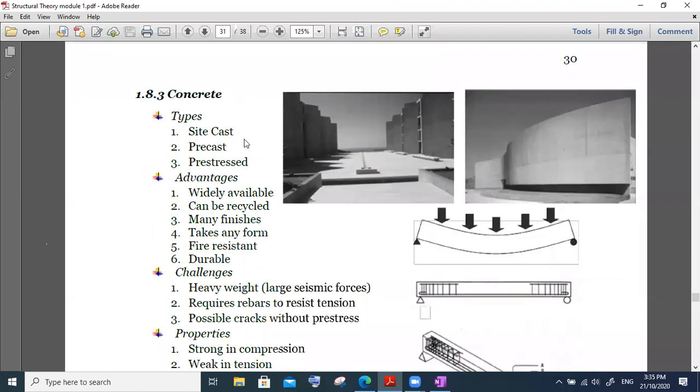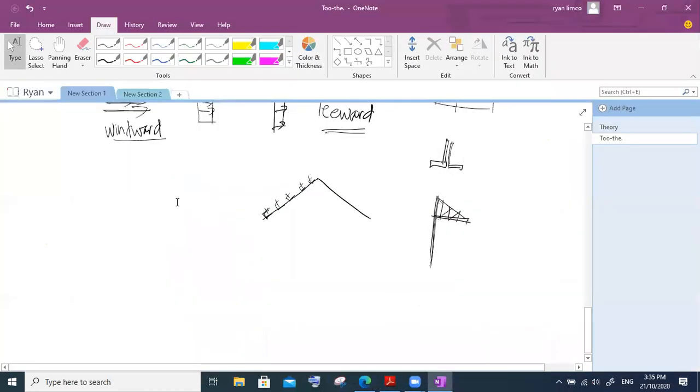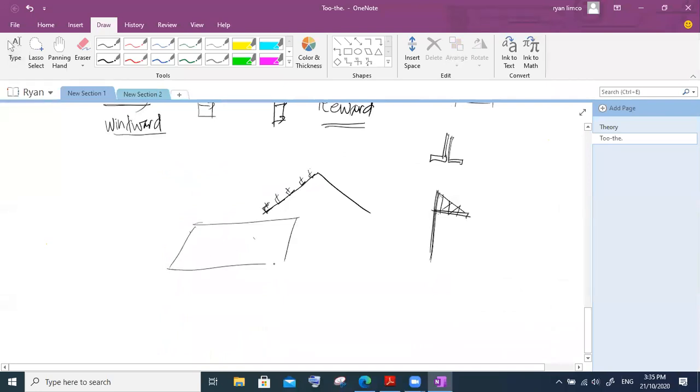Concrete. So concrete, we have the three types. We have the site cast, the precast, and the prestressed. Ano pinagkaiba ng mga to? Pag sinabing site cast, so halimbawa ito yung flooring natin. Flooring na lang, mas madaling tingnan. Kung yan yung flooring natin, this is referred to as slab on grade, or SOG, or SOF, slab on fill. Yan. Pag dito binuhos yung concrete, at dyan na siya tumigas, ang tawag sa kanya, site cast.